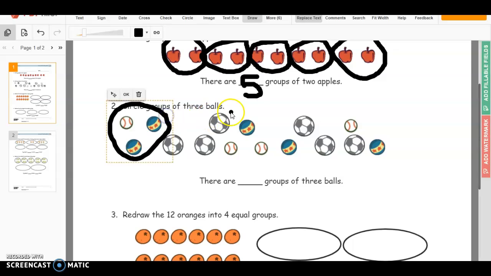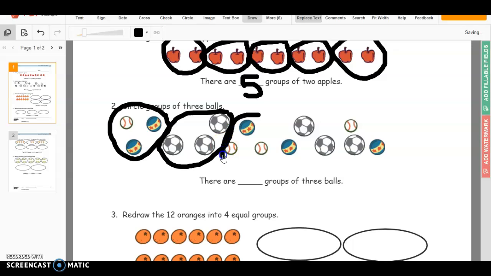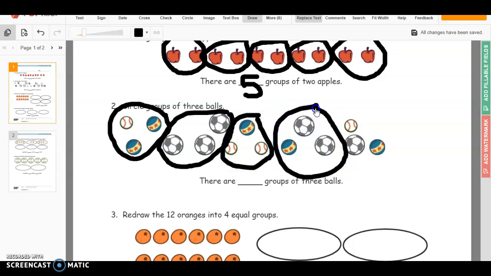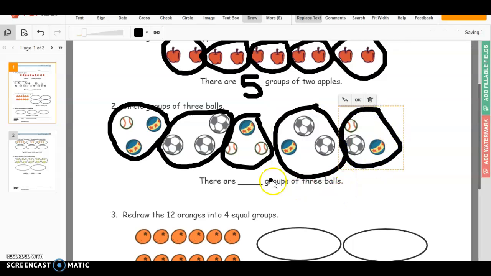1 group. 2 groups. 3 groups. 4 groups. 5 groups. There are 5 groups of 3 balls, and we know that because we can count our groups 1, 2, 3, 4, 5.